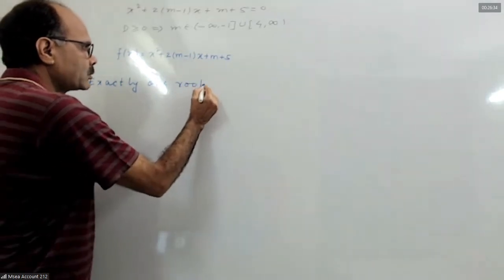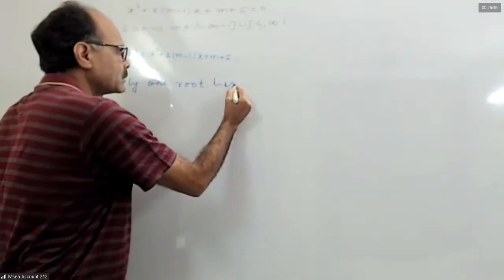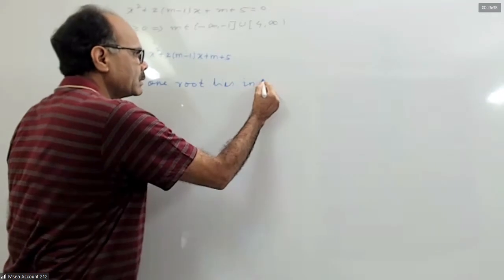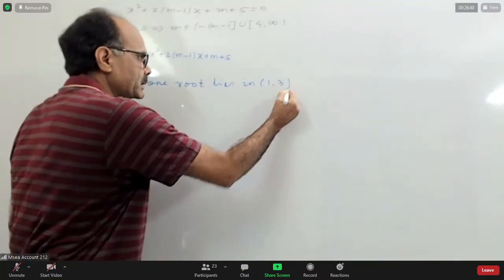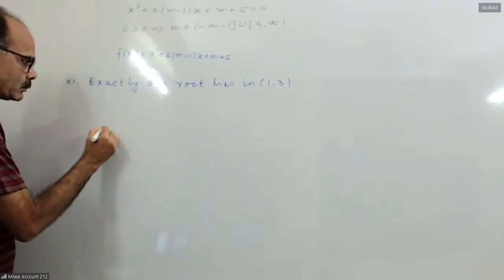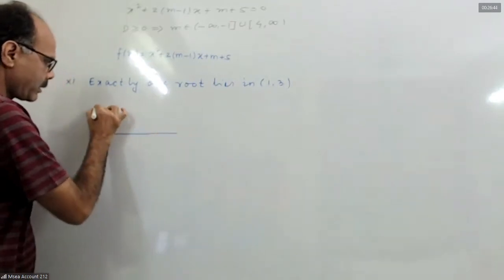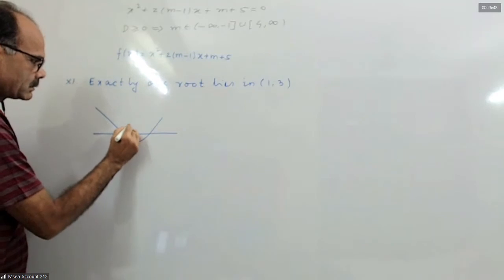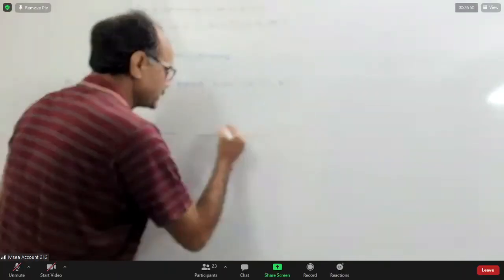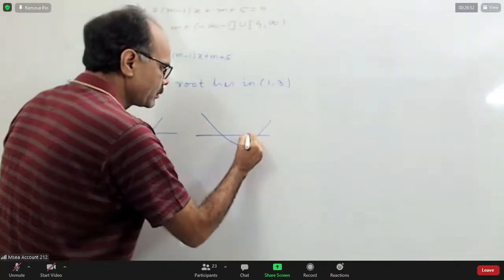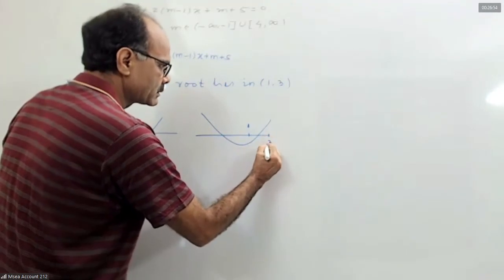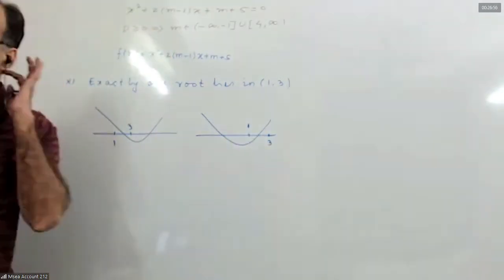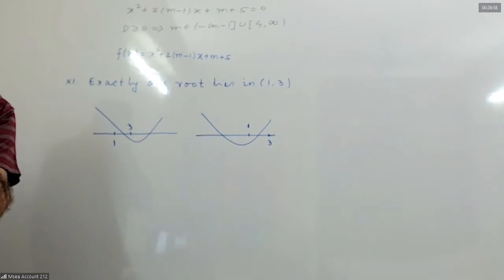Exactly 1 root lies in the open interval (1, 3). There are two possibilities. One is this, the other is this. Next, one is this, the other is this. In both cases, exactly 1 root lies in the open interval (1, 3).